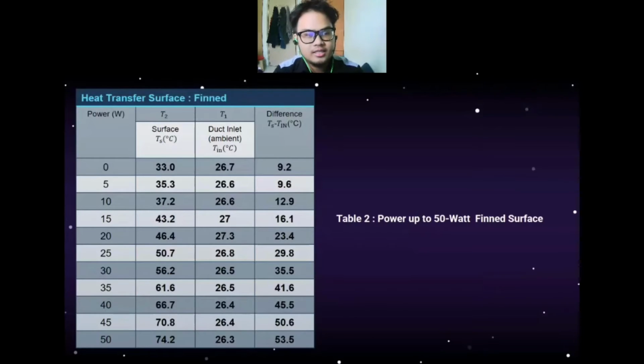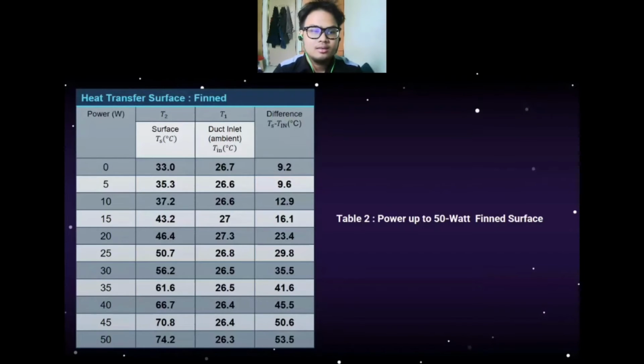As for the next slide, it is the heat transfer surface for fin. This also is not a fixed power. We have collected the data for T2 and T1 from 0 watt until 50 watt. So the only thing we have to calculate is the difference, which is TS minus TE. So for the 0 watt, we get 9.2 degrees Celsius. For the 10 watt, we get 12.9 degrees Celsius. For 20, we get 23.5 degrees Celsius, and so on until 50 watt, which we got 53.5 degrees Celsius for the difference.